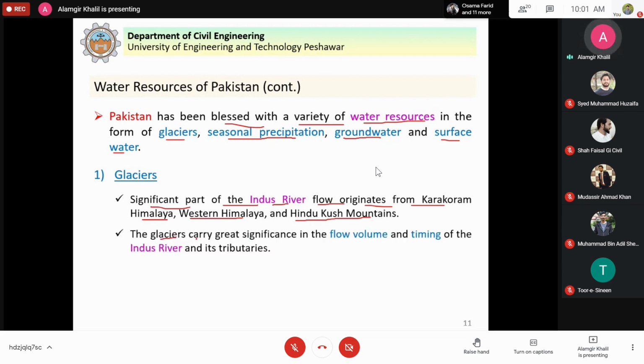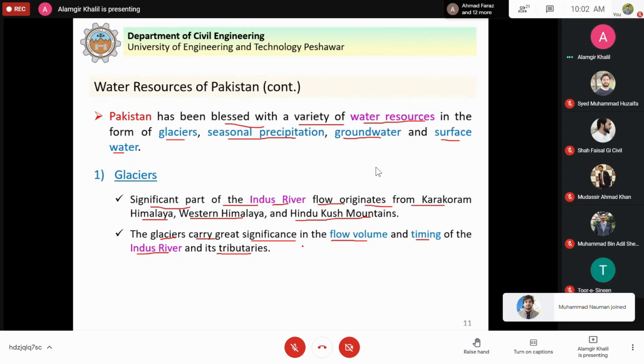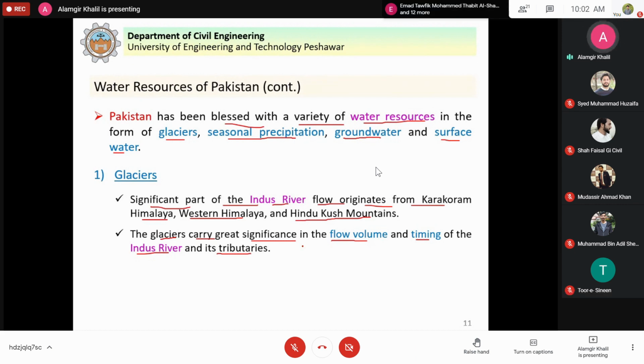The glaciers carry great significance in the flow volume and timing of the Indus River and its tributaries. So these glaciers are very important. You see that the glaciers melt because of more temperature during the summer. So you will see that the quantity of water flowing in the Indus River is more as compared to the winter. This is common, clear? This is the reason that these glaciers melt during the summertime.